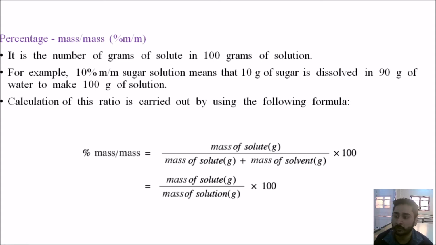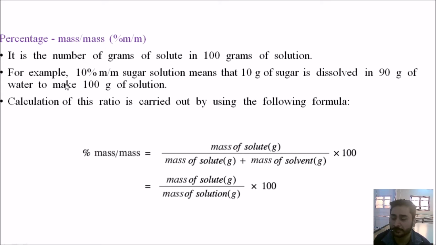The first one is called mass by mass percentage. Okay, so mass by mass means in the numerator you're going to have solute, and in the denominator you have solution. Mass of solute divided by mass of solution, that will give you mass by mass percentage. Okay, so it is number of grams of solute in 100 grams of solution. If you're looking at percentage, of course, that means 100.